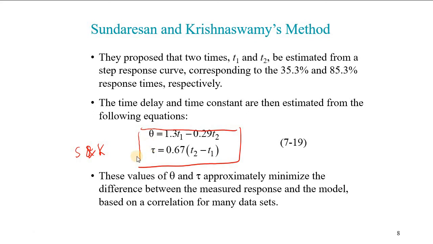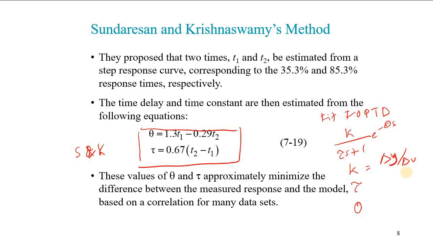However, why do you want to find theta and tau? Because we want to fit a first order plus time delay model. If you want to fit a first order plus time delay, what are the parameters that you need to find? You need to find K, tau, and theta. How do you find K? K is the change of the output over the change of the input.